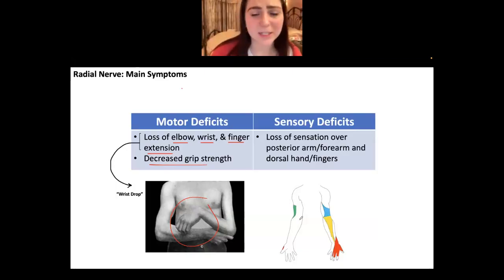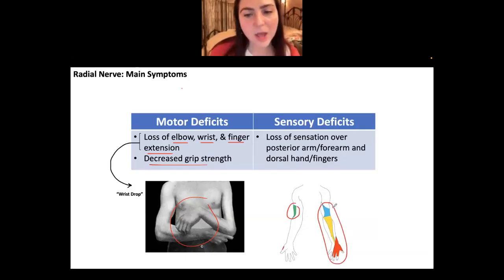And then sensory deficits, remember there's a ton. So this lateral area here, and then a lot on the posterior side. And again, if there's one thing to take away with the radial nerve, it does a lot of things on the back. All the extension functions of the arm, sensation pretty much on the back of the arm and the forearm. And then it does this little lateral side over here. Okay.